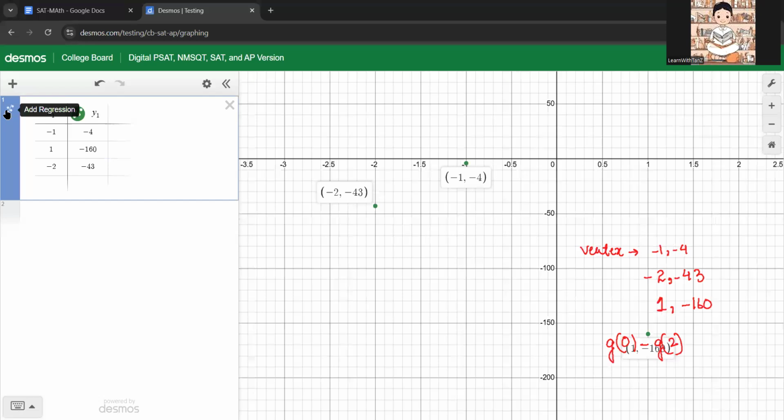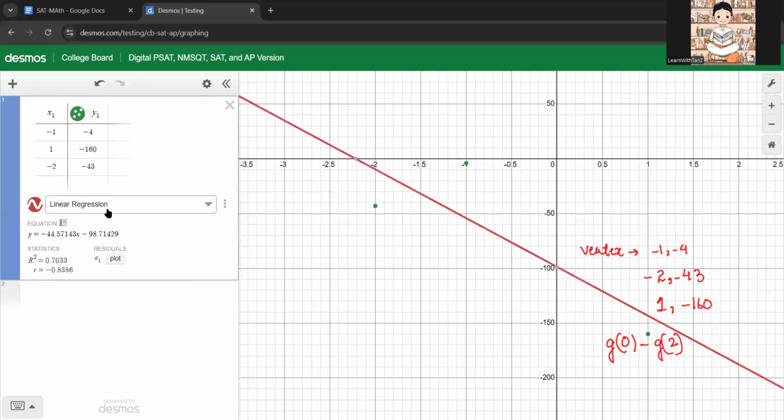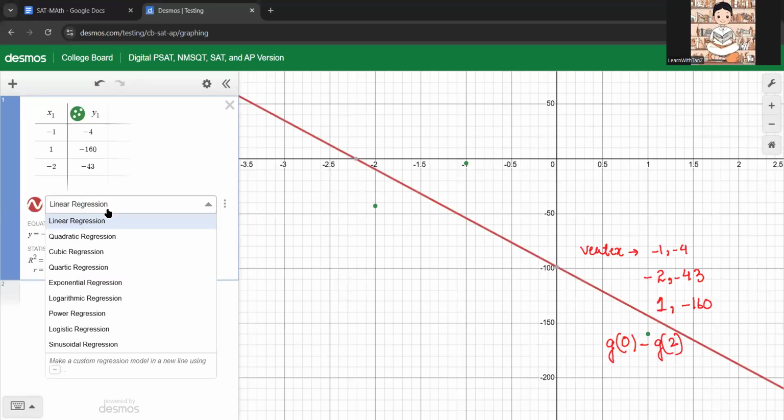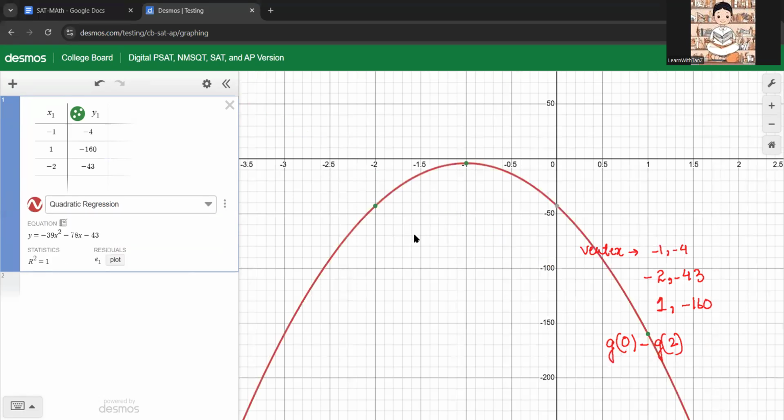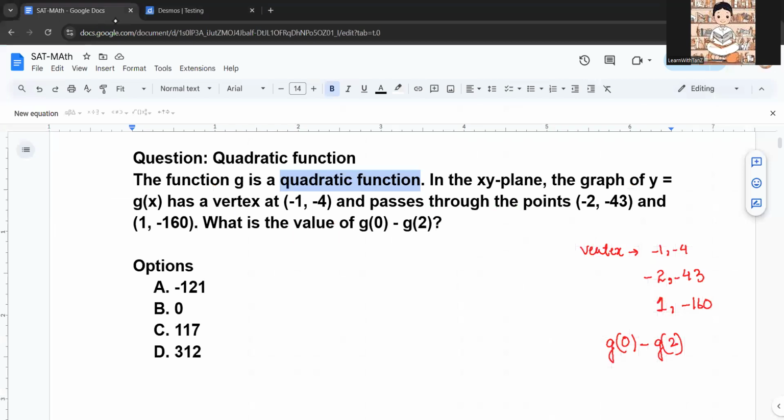Now what do I need to do? I will go to add regressions. I don't need a linear regression. Linear regression gives me a straight line. I need a quadratic regression. It gives me a parabola passing through these points. And notice the vertex is at -1, -4, as was given in the question. Why do you have the vertex here when you graphed it?